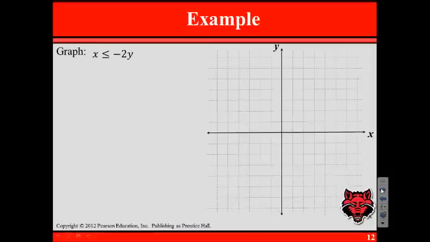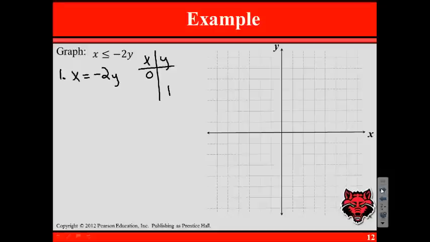For example, so that you can see all the different types of inequalities you may come across in the homework. Here we have x is less than or equal to -2y. The first step doesn't change. We have x equals -2y. We use an xy table to find 2 points that will lie on the boundary line. So we might choose 0 for x and then 1 for y for 2 separate points.